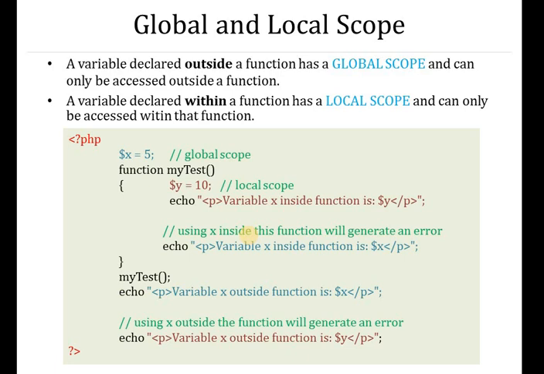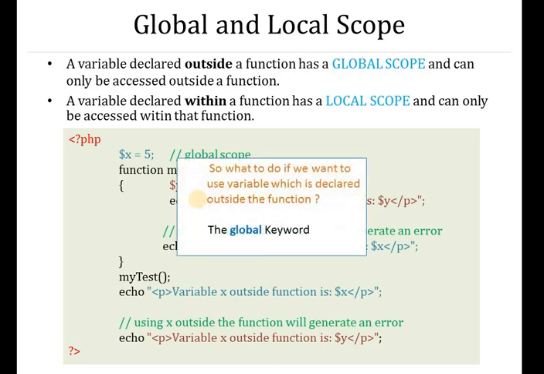Okay, now if I want to use this variable x, which has global access, inside my myTest function, how do we do that? The answer is the global keyword. This global keyword will allow you to access this variable x inside this function, that is myTest.